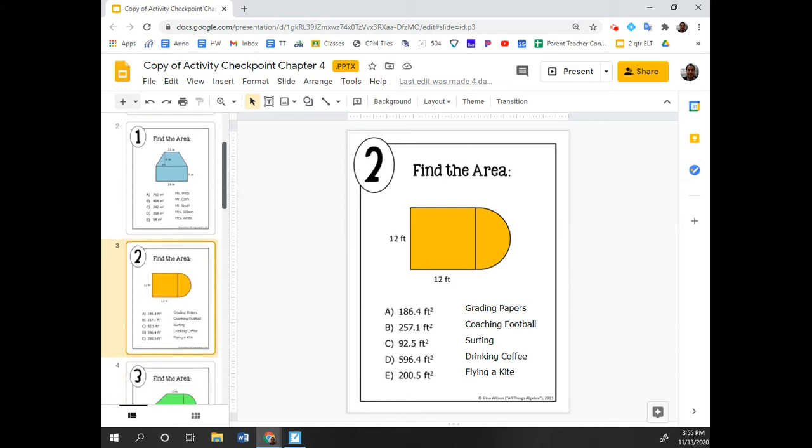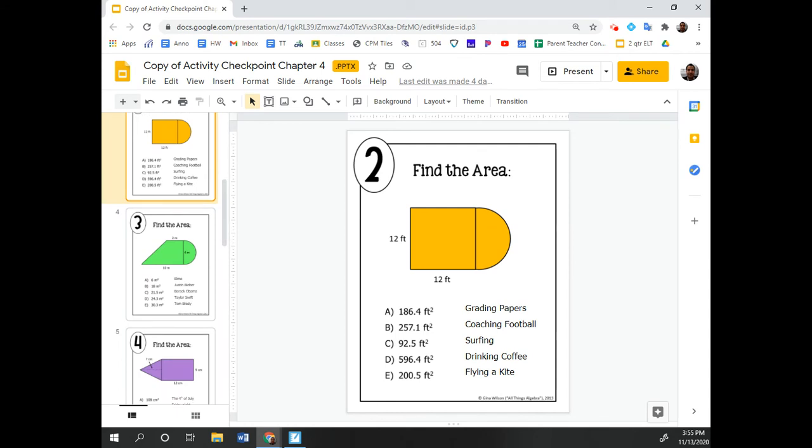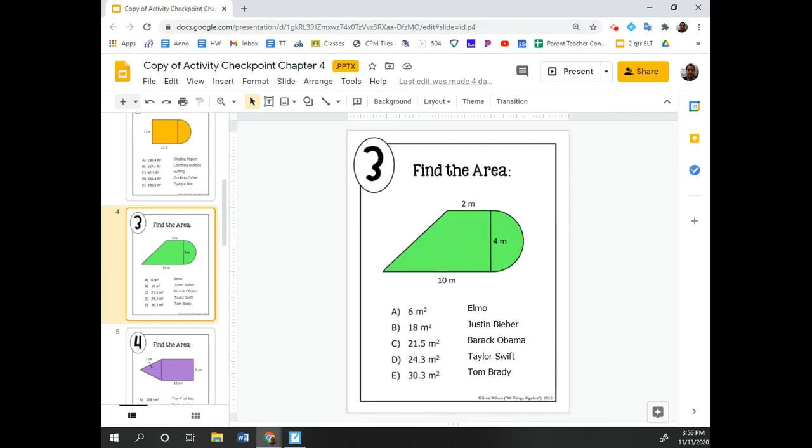Now, I'm going to go ahead and do one with you first. I think I'm going to do number 3. Number 3 is kind of a challenging shape, so we're going to do it here.